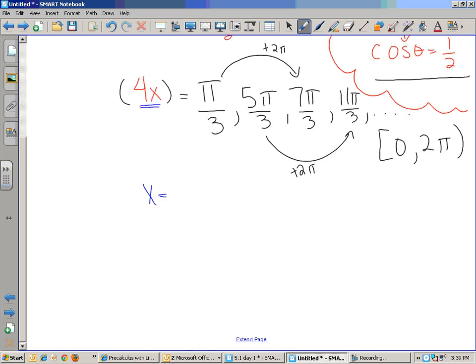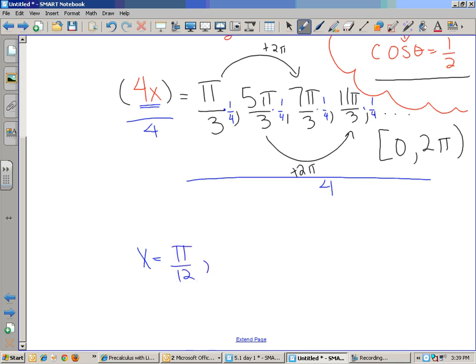So now I'm going to take all of these numbers and I'm going to divide by 4. All of them, divide by 4. Okay? And that's really what I want to take a look at, is how does that happen? And so pi over 3 divided by 4 is the same as saying times 1/4, times 1/4, times 1/4. And so now I want to go, oh, well, this is going to happen at pi over 12, and then it's going to happen at 5 pi over 12, and then at 7 pi over 12, and then 11 pi over 12.